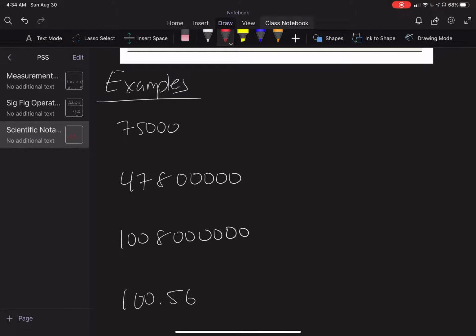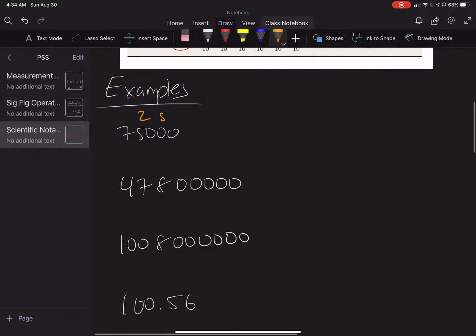So now I'm going to do a whole bunch of examples on how scientific notation works, and specifically converting back and forth between traditional numbers and scientific notation. And we will review sig figs along the way as we do this, because one purpose of scientific notation is to preserve how many significant figures, or at least make it perfectly clear how many significant figures are in a value. So 75,000, that has 2 sig figs.